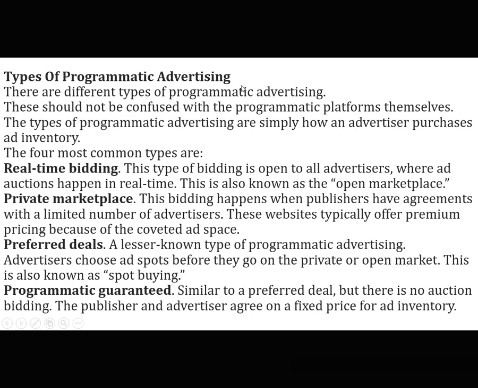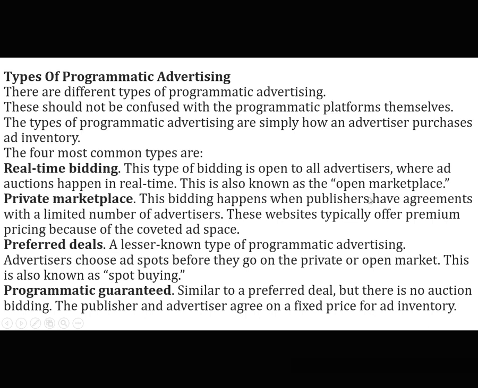Types of programmatic advertising. There are different types of programmatic advertising. This should not be confused with the programmatic platforms themselves. The types of programmatic advertising are simply how an advertiser purchases ad inventory. The four most common types are real time bidding. This type of bidding is open to all advertisers, where ad auctions happen in real time. This is also known as the open marketplace.